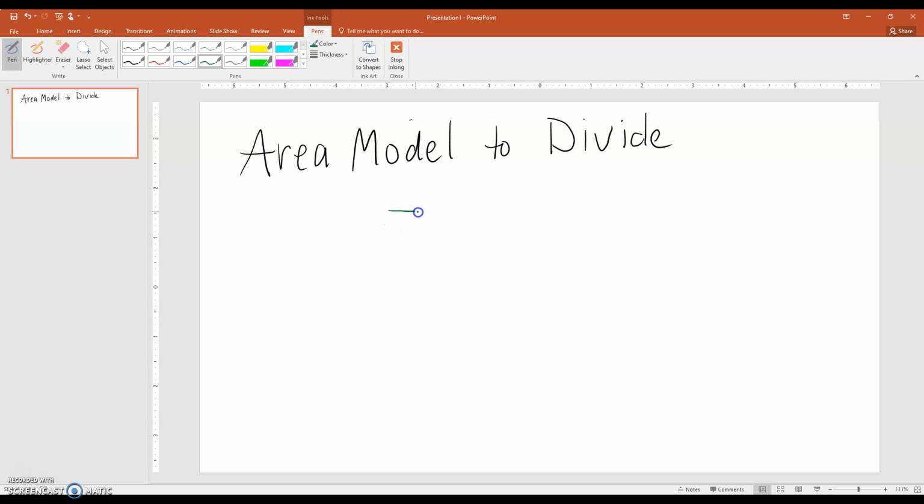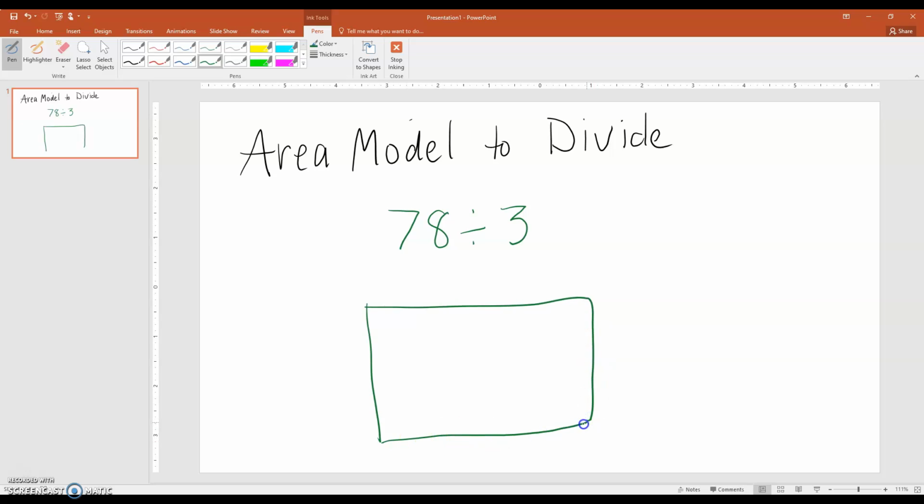So the problem we worked on yesterday, and if you're in A group the day before, this week we worked on 78 divided by 3 with an area model. And I want you to remember that area shows the number of square units inside a rectangle. And in this case with division, we already know how many units are in the rectangle. It's 78. So we're going to decompose that into 70 plus 8, which means we need 2 columns.